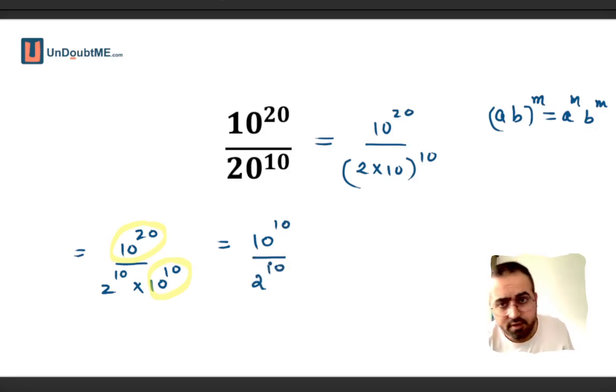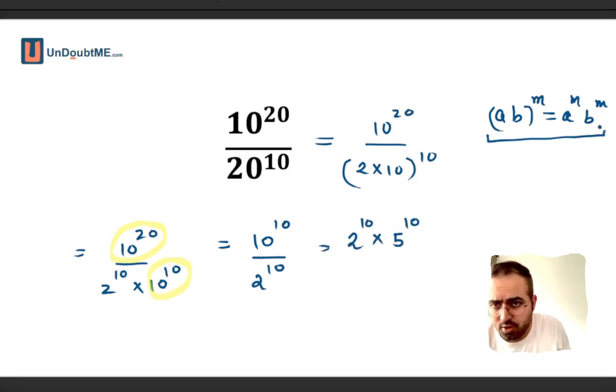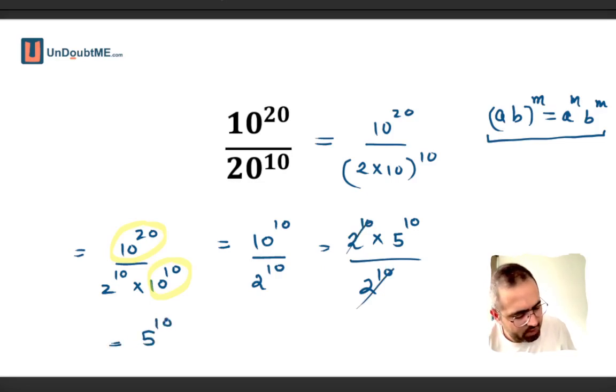Then I can split that 10 as 2 to the power 10 times 5 to the power 10, because I'll use the same logic, okay? And in the denominator I have 2 to the power 10. Now very easily we can cancel them and I will be left with 5 to the power 10. So the answer for this question will be 5 to the power 10.